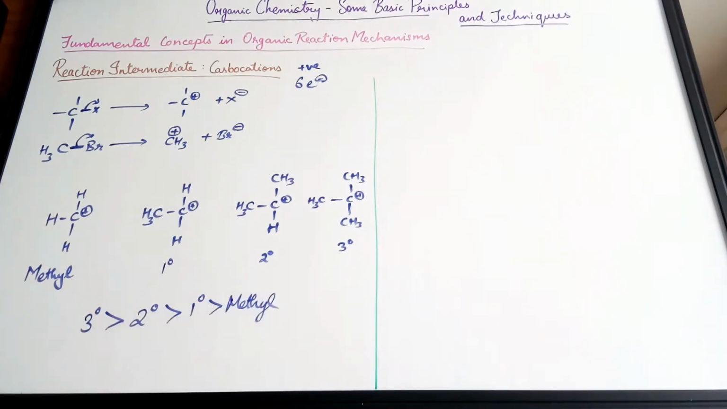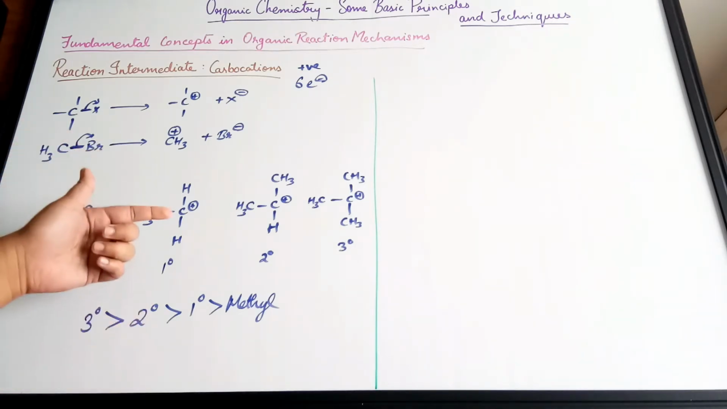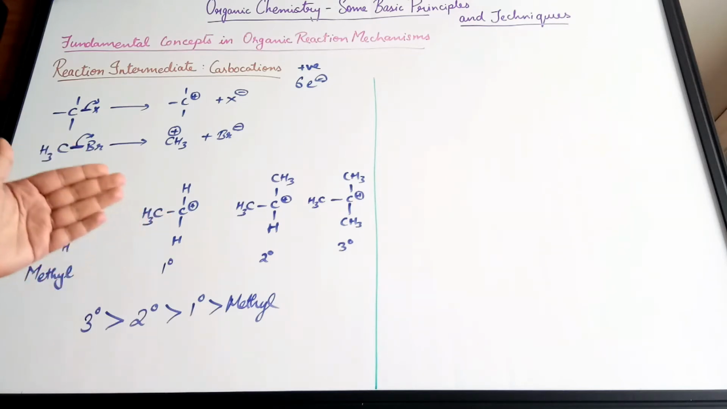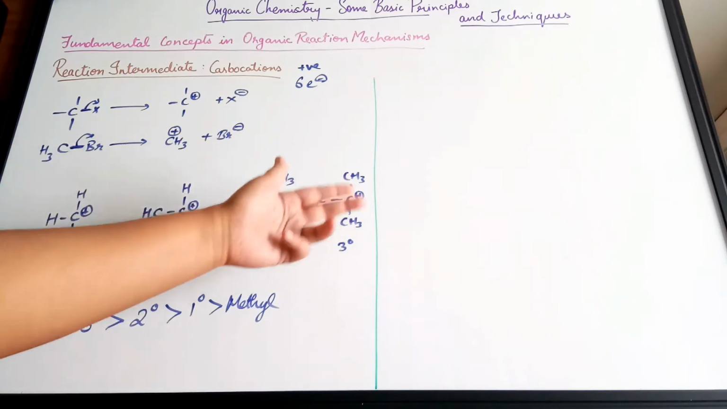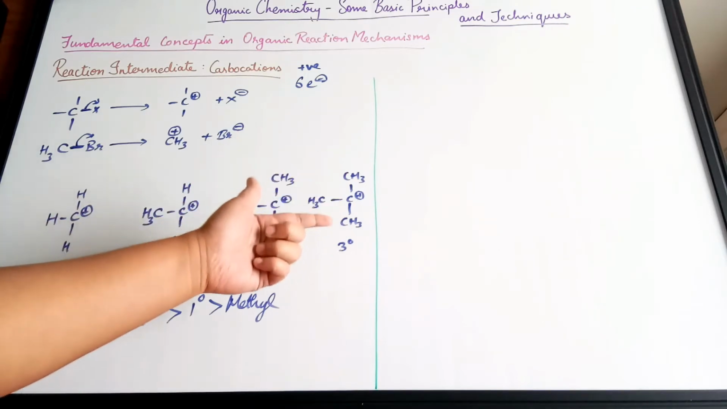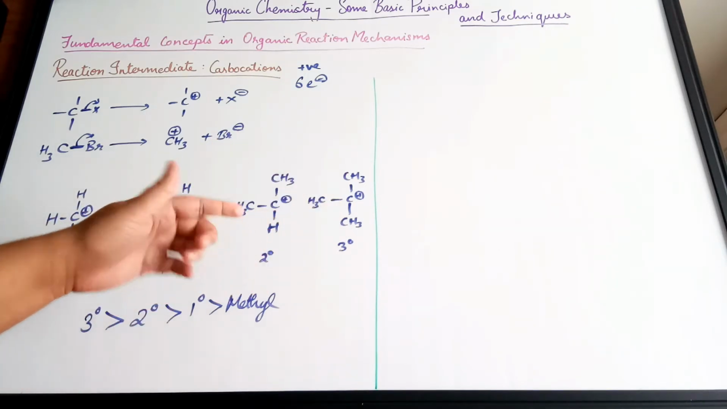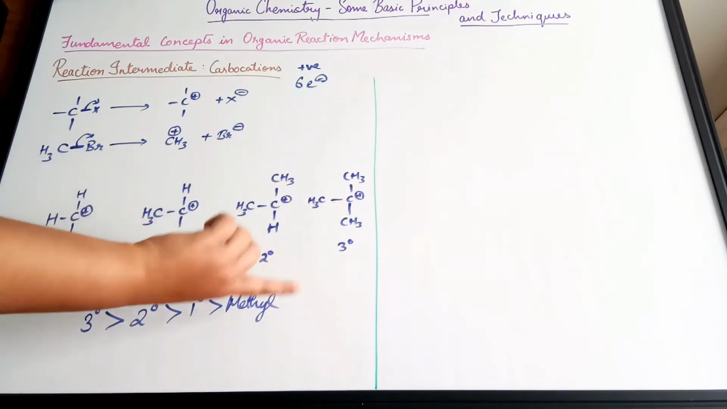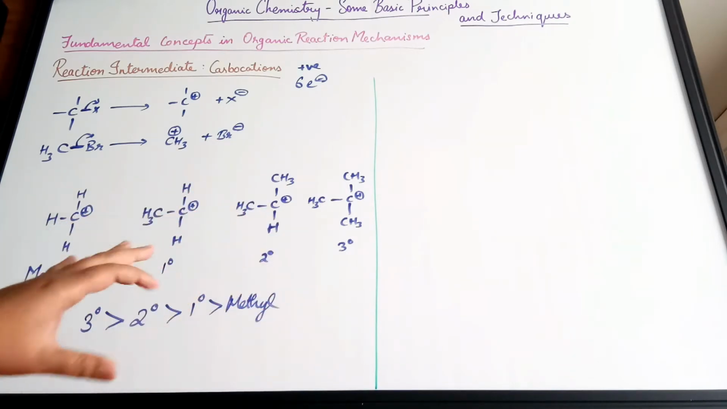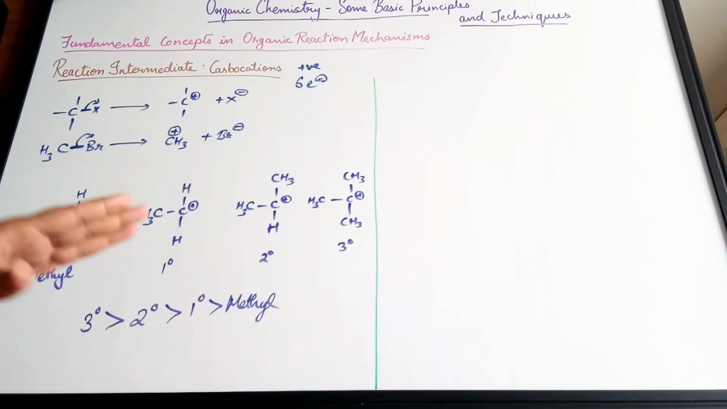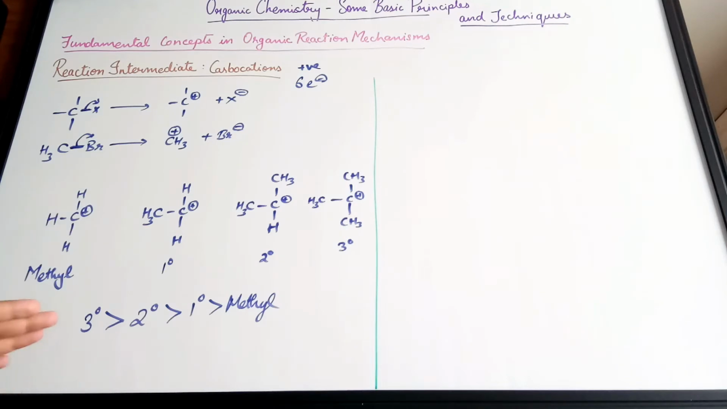Again, I'll repeat, here we are talking about the inductive effect. CH3 has a tendency to donate electrons. It's an electron releasing group. So the positive charge is going to get dispersed because of the presence of 3 CH3 groups in the tertiary carbocation, which is more stable because these 3 CH3 groups stabilize it through the inductive effect.